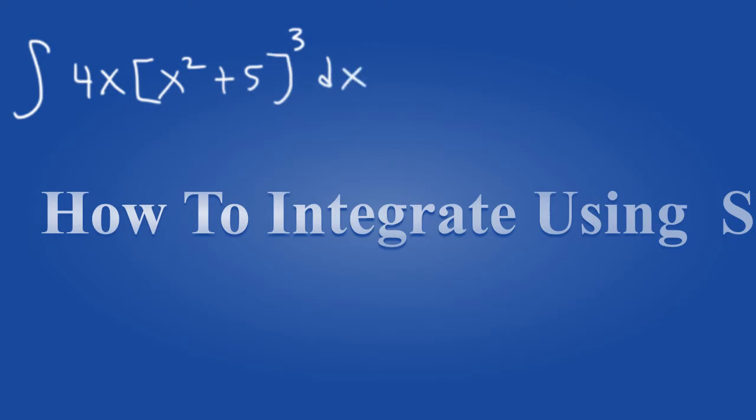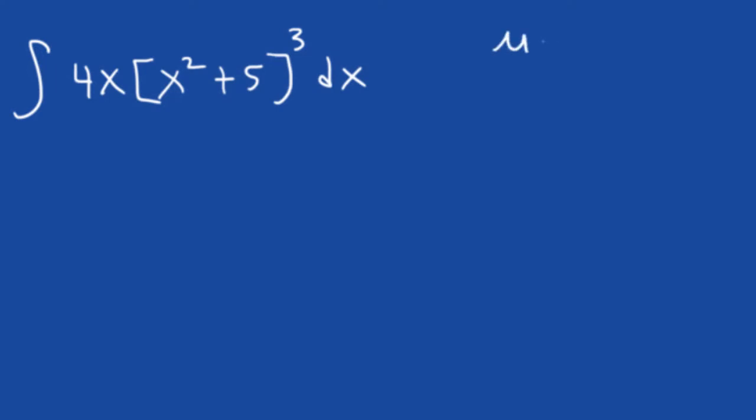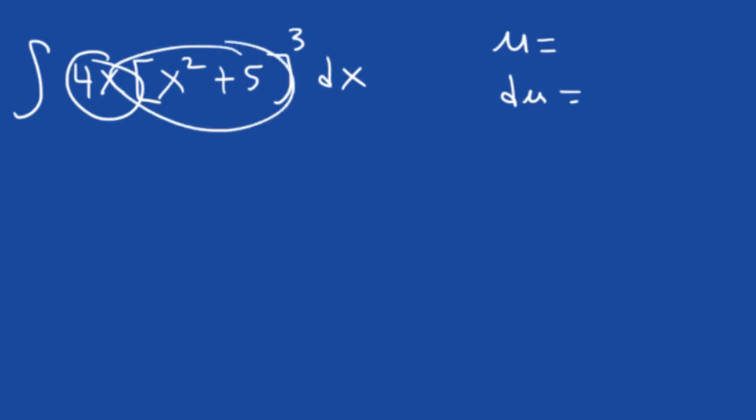So what we need to do is identify two things. We need to identify the u variable and the du. Now whatever you select u to be, du has to be the derivative. If we select u to be 4x, the derivative will be 4, and that is not going to get rid of x squared plus 5. We need to change all of the x variable into u variable.